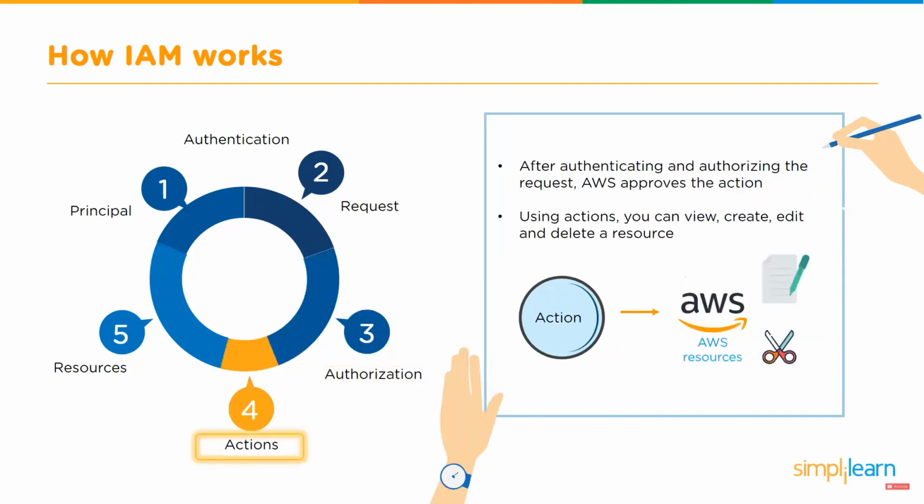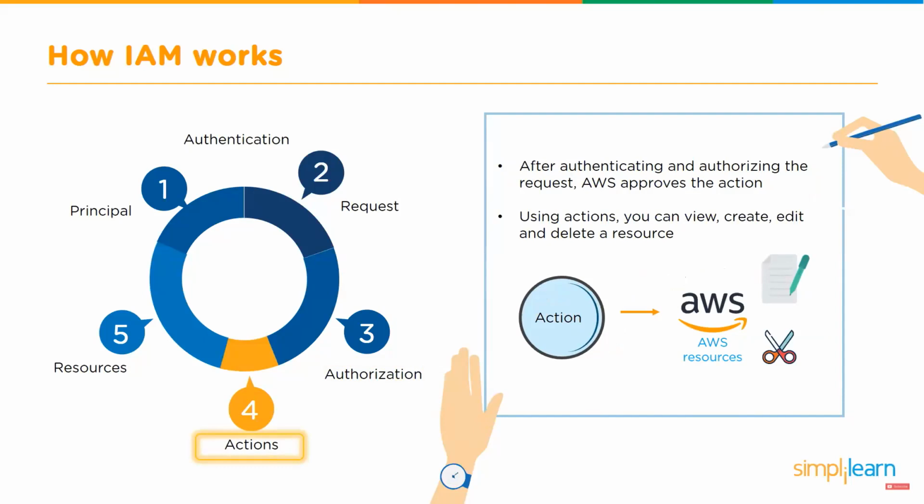Now let's talk about action. After authenticating and authorizing the request, AWS approves the action that we are about to take. Using action, we can view content, we can create content, or create a bucket, or create an EC2 instance. I can edit content, or even I can delete a resource.